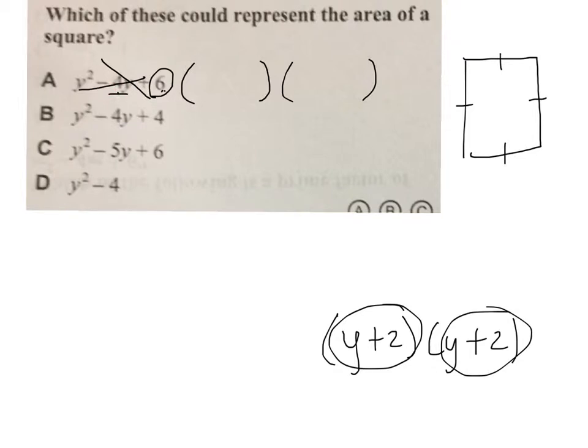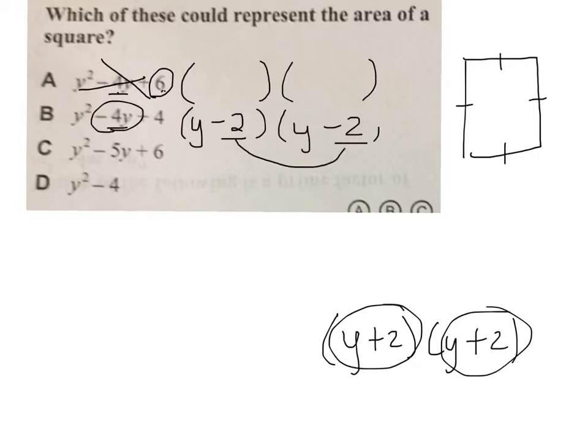Let's look at B. What factors of 4 will also add up to be -4? -2, -2. So I got y minus 2 times y minus 2. All right, so let's check it. -2 plus -2 does equal -4. And -2 times -2 does equal +4. And so there's your answer. The answer right there is B.